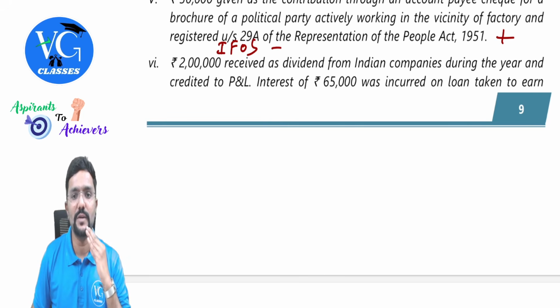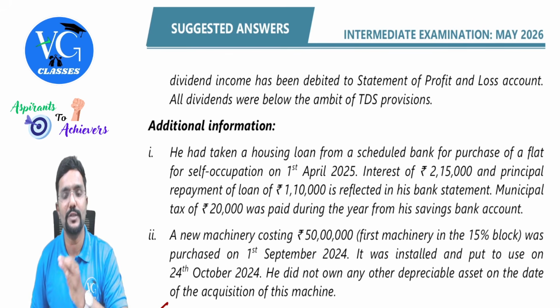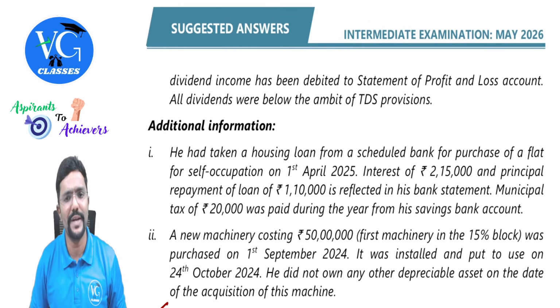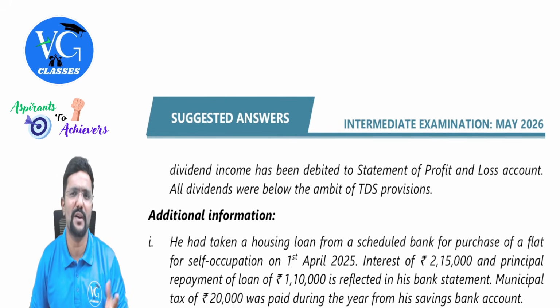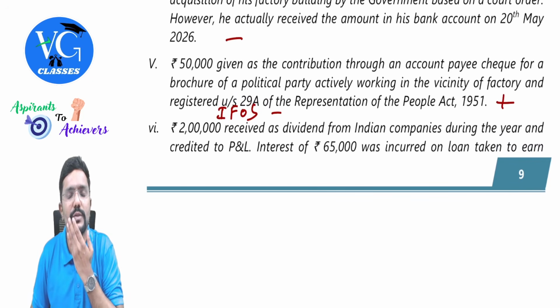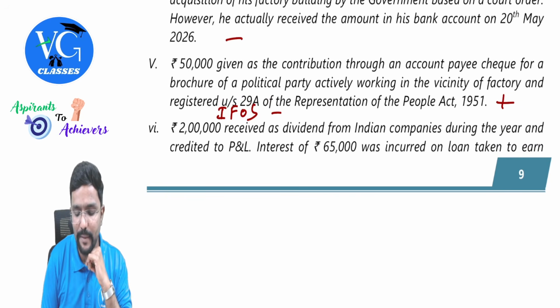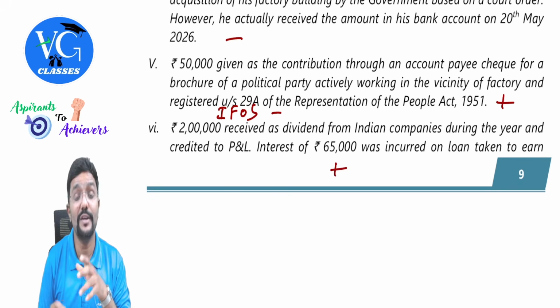Interest of 65,000 was incurred on a loan taken to earn dividend income and has been debited to the statement of profit and loss account. All dividends were below the ambit of TDS provision, means TDS is not deducted. Okay. So they have received 2 lakh, no sir, more than threshold limit. Yes, but it might be from different companies, no? Yes. And 65,000 is already debited, guys. So what should we do with this?